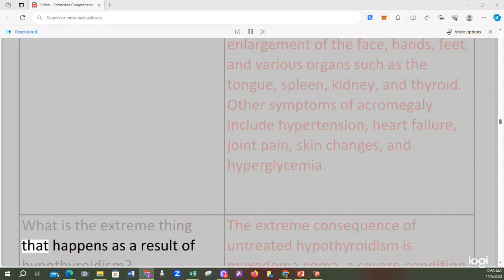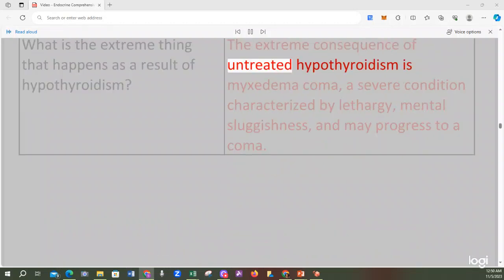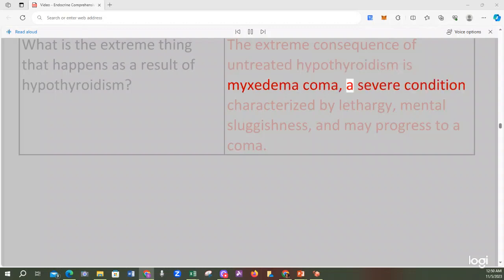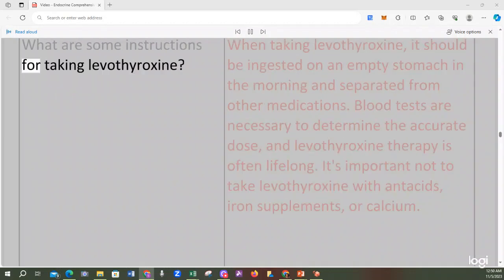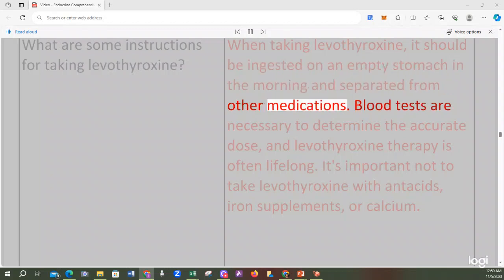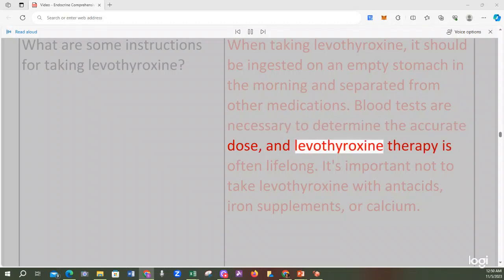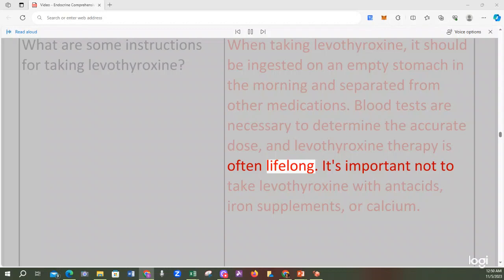What is the extreme thing that happens as a result of hypothyroidism? The extreme consequence of untreated hypothyroidism is myxedema coma, a severe condition characterized by lethargy, mental sluggishness, and may progress to a coma. What are some instructions for taking levothyroxine? When taking levothyroxine, it should be ingested on an empty stomach in the morning and separated from other medications. Blood tests are necessary to determine the accurate dose, and levothyroxine therapy is often lifelong. It's important not to take levothyroxine with antacids, iron supplements, or calcium.